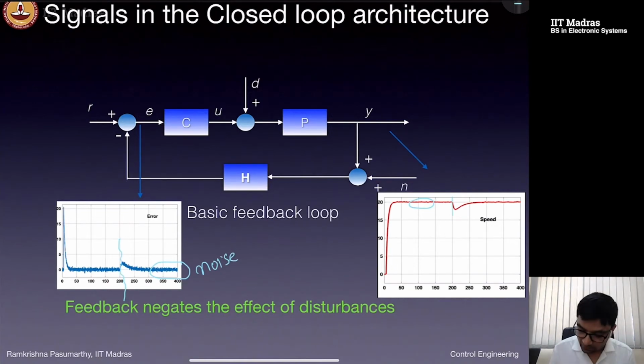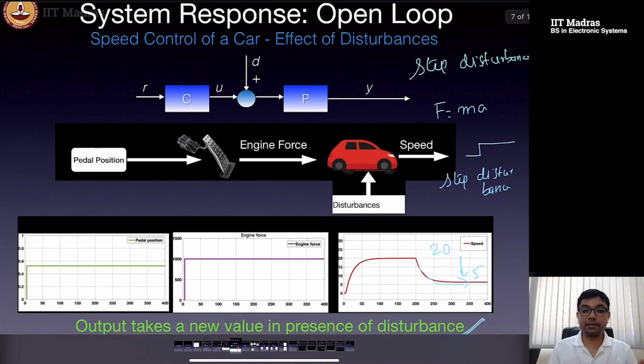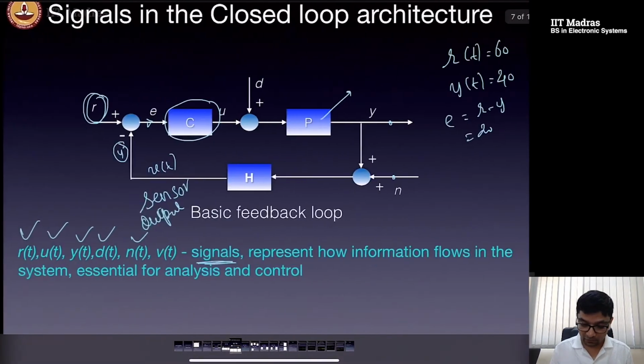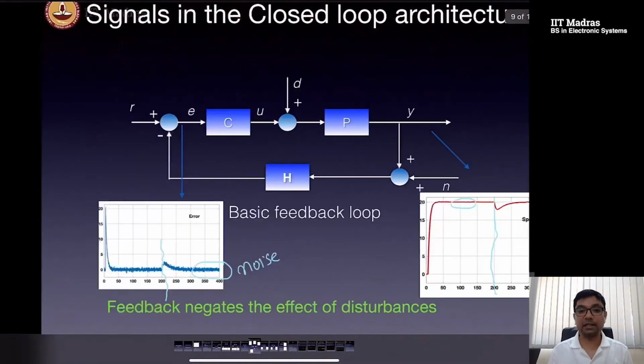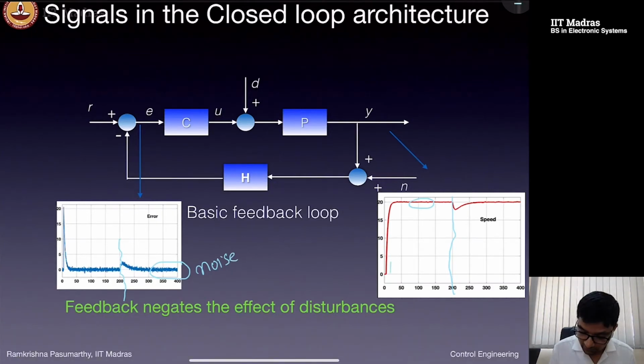The disturbance changes the value of the output, and then because of the closed loop, we'll just compare with what is happening with the open loop. In the open loop system, I had a disturbance and the output took a new value in the presence of this disturbance. What could happen in a closed loop is we could design a controller in such a way that the effect of the disturbance can be negated, right? So you see here, I start off with this nice looking curve where it settles down to 20.